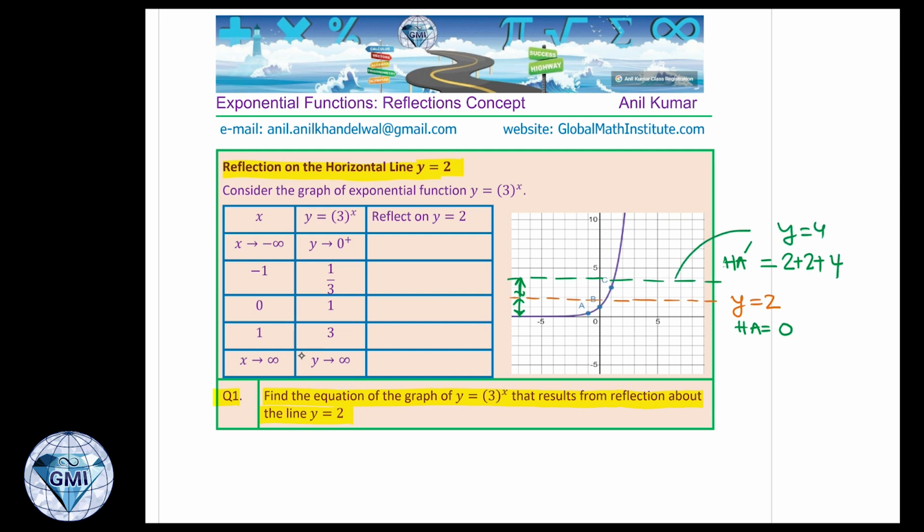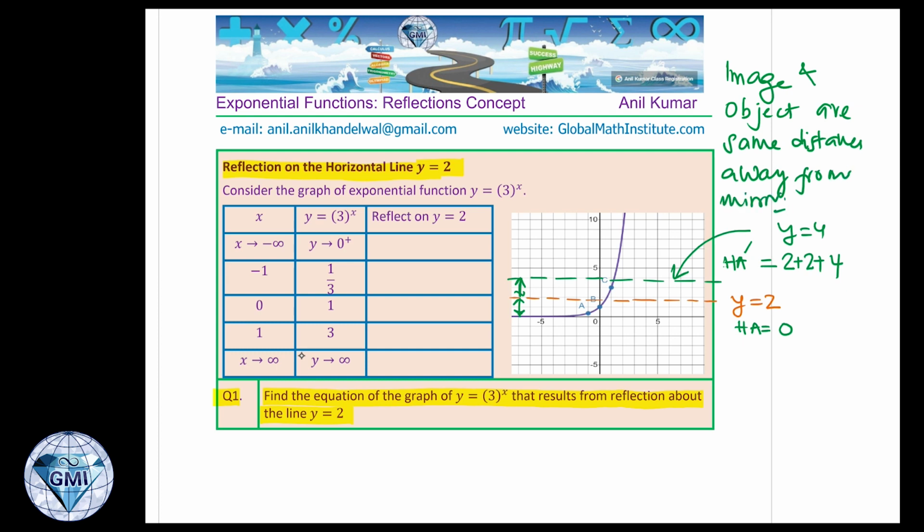So that is the horizontal asymptote which we'll get now for the graph of the function which is reflected on y equals 2. So the whole idea here is that the image is as far behind as the object, right? Image and object are the same distance away. We can call this a mirror. So that is the concept which we are going to follow.